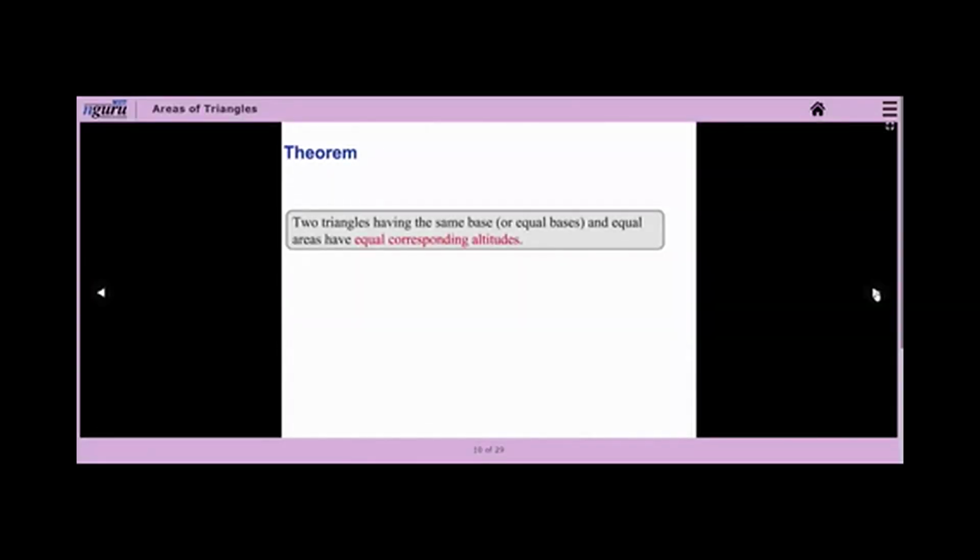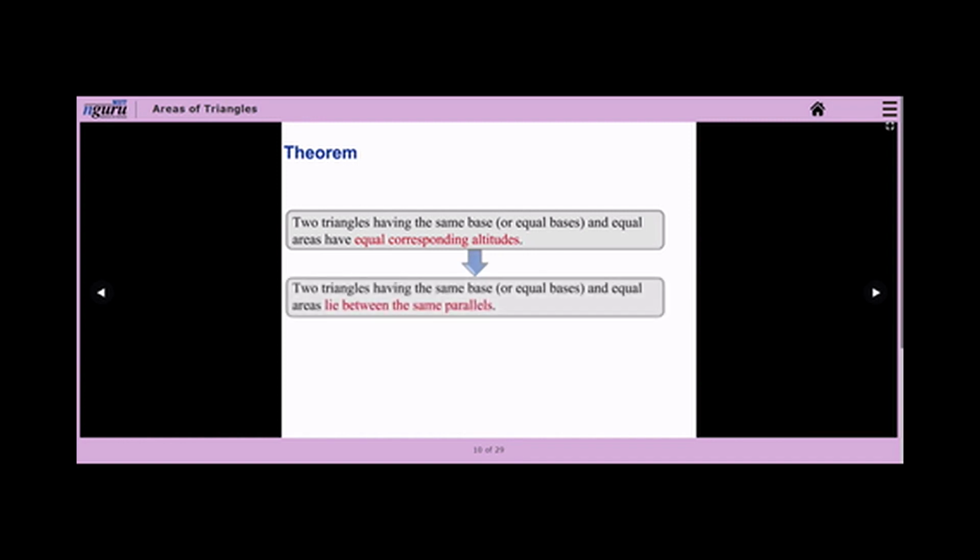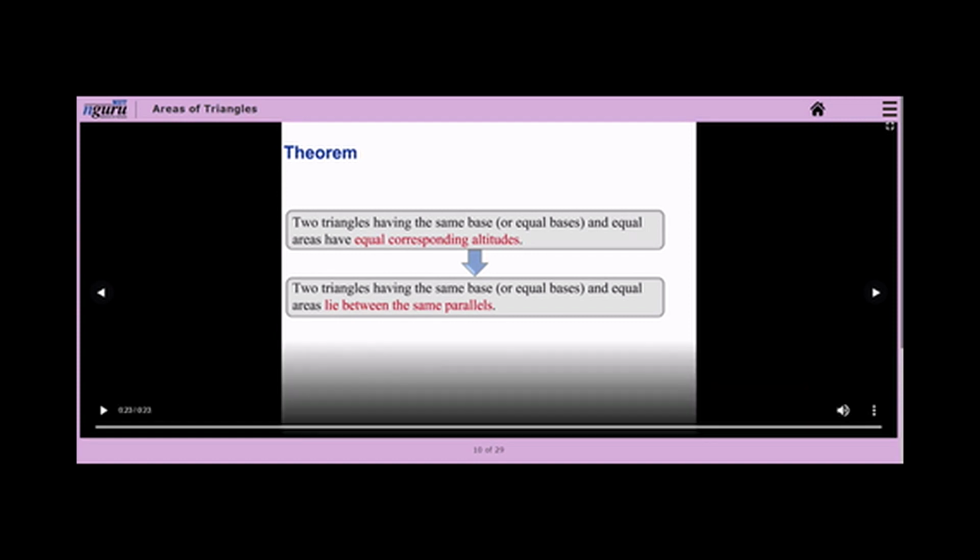Two triangles having the same base or equal bases and equal areas have equal corresponding altitudes. This implies that two triangles lie between the same parallels, because in order to have equal corresponding altitudes, the triangles must lie between the same parallels.